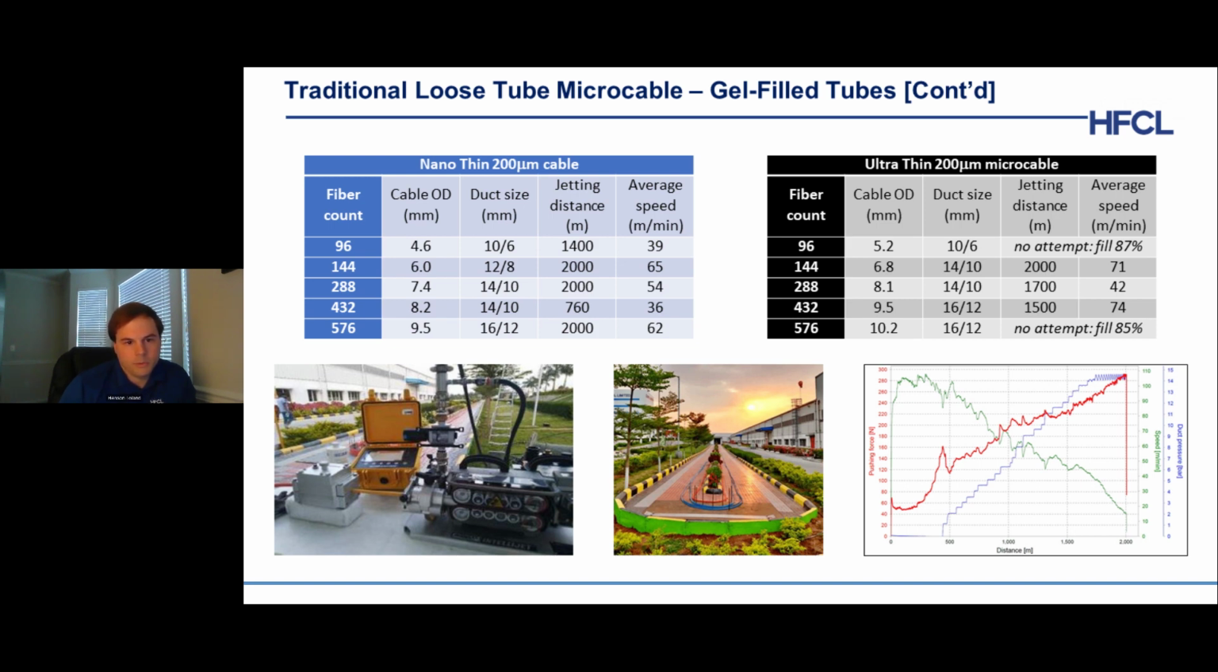in some cases, for example, the 144 and the 432, the nano thin is able to get into a smaller duct size. And in the cases in which both the duct sizes are equivalent, you'll see a little bit better performance. As an example, the 288 goes 2,000 meters on the IEC spec jetting track in Hyderabad. It goes full 2,000 meters versus 1,700 meters for the ultra thin inside the same duct size.